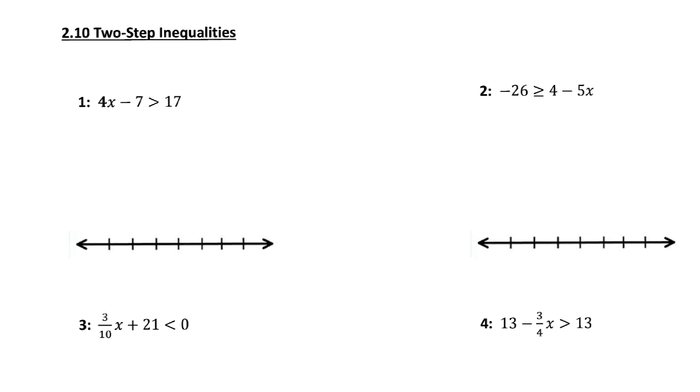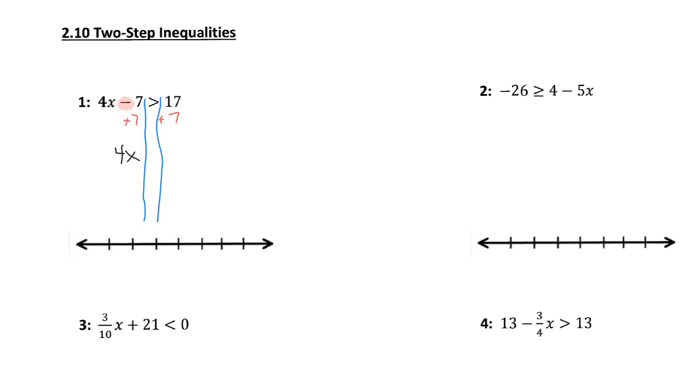Okay, so we're on two-step inequalities. They work the same as equations. So first thing we do is draw the river. We want to undo addition or subtraction first. So we're going to undo that minus 7. And now we're adding 7 to both sides.